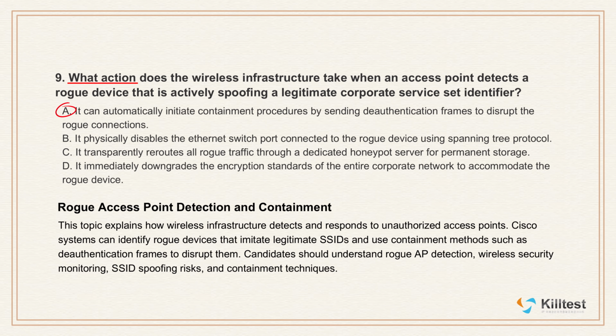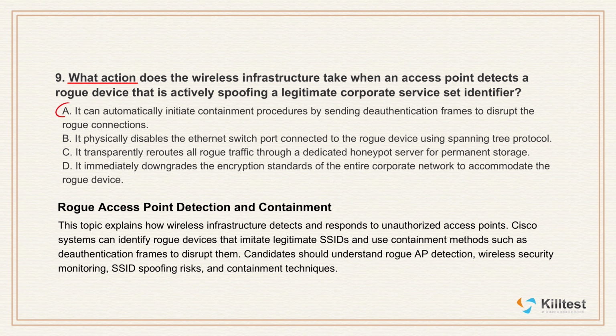So why not option B? Why not just use spanning tree to shut off the switch port the rogue is plugged into? Well, spanning tree protocol is for preventing network loops, not for rogue mitigation. Plus, the wireless system can't just blindly reach into the wired side and shut down ports, especially if the rogue is plugged into a neighboring business's switch.